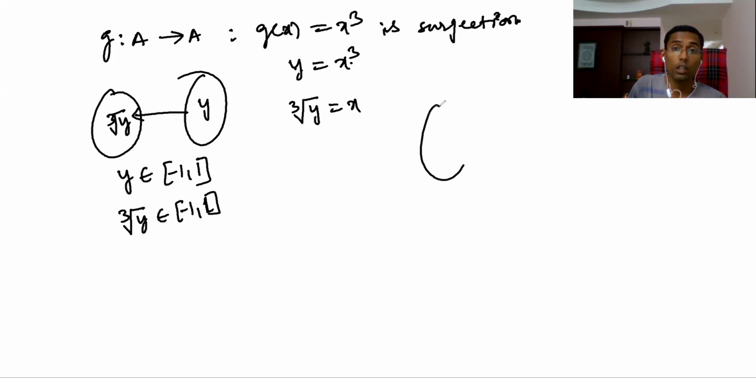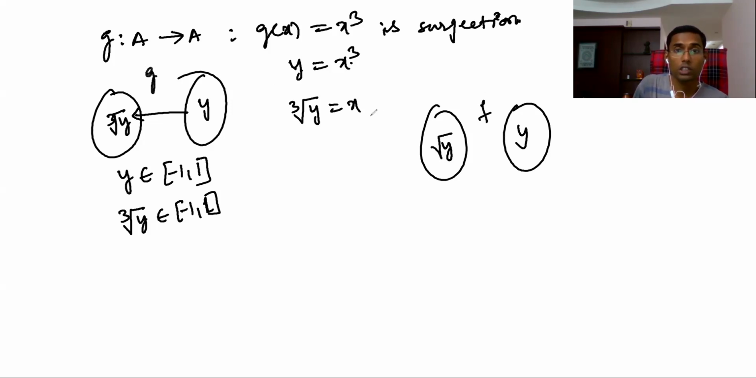But before, for the f function, if you take y here, its pre-image is square root of y. This is the f function, and that is the g function. So if you take minus 1, its pre-image is root of minus 1. That will not be there. Root of minus 1 will not be there. But here it will be there. So therefore it is a surjection.